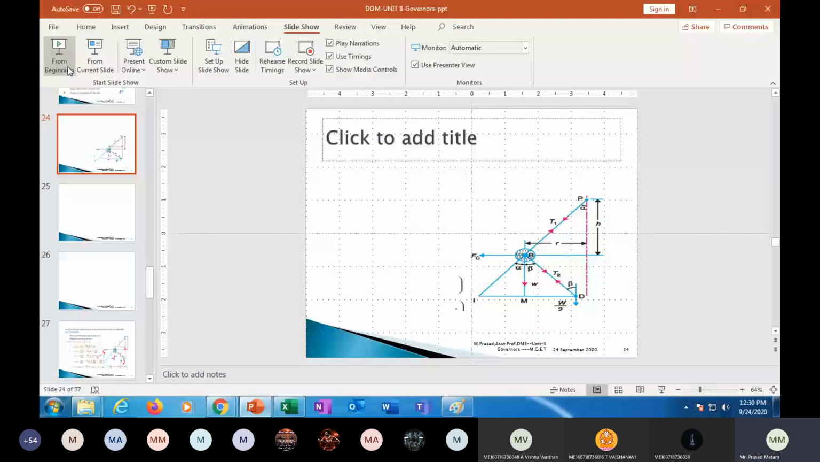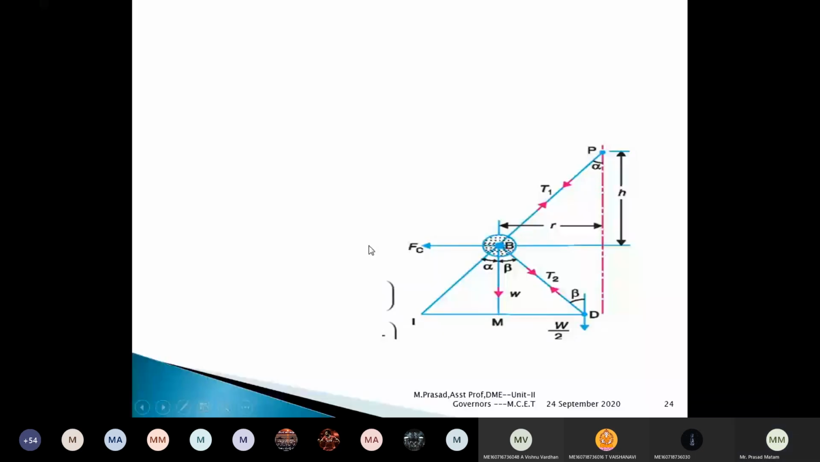Okay, we'll do this derivation. You can see this is a Porter governor. We are going to find out the relationship between the height and speed of a Porter governor. So this we are solving by using the instantaneous center method.